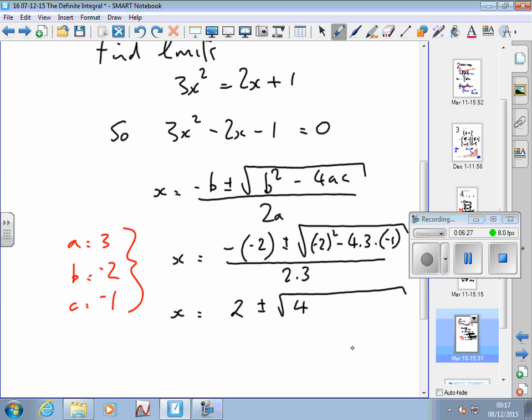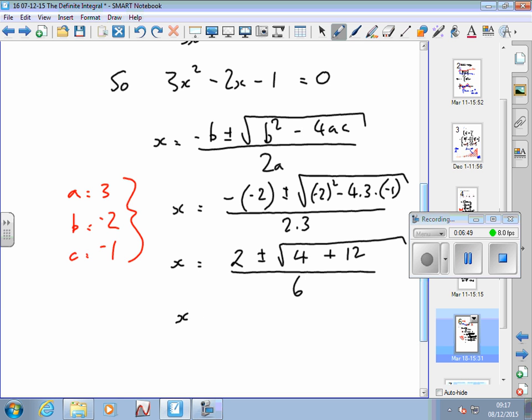So with that in mind, that's always going to be positive. So 2 squared is 4. Minus 4 times minus 1 is going to be positive. So if I've got 2 negatives here, that makes that plus 4 3s are 12 over 6. So actually x turns out to be 2 plus or minus the square root of 16, which is a nice easy answer, over 6. But I could do it on the calculator. Square root of 16 is 4, plus or minus 4 over 6.